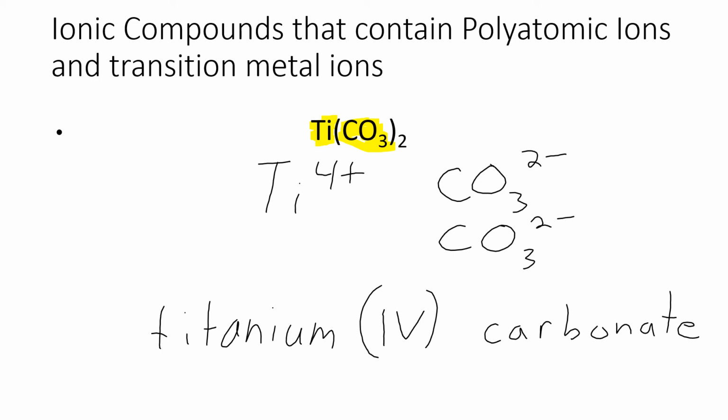Remember what that Roman numeral is telling you. That Roman numeral is telling you the charge of that transition metal ion. That's its meaning. So our name for this compound is titanium(IV) carbonate.